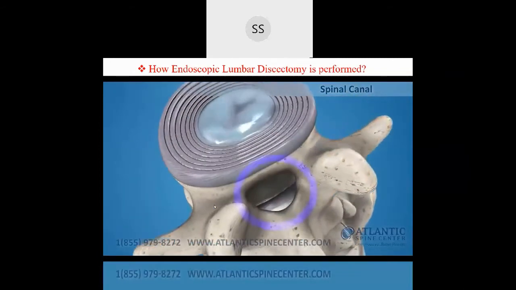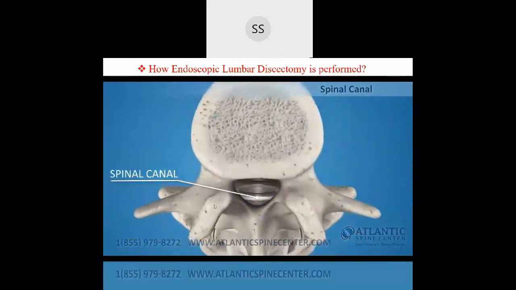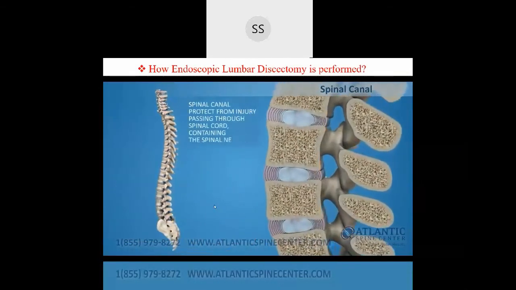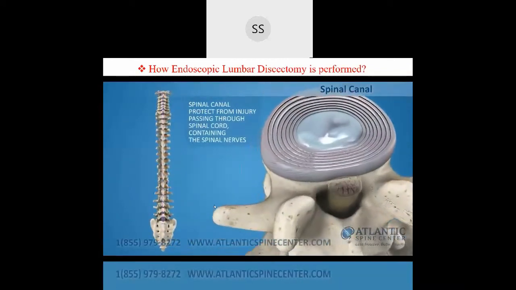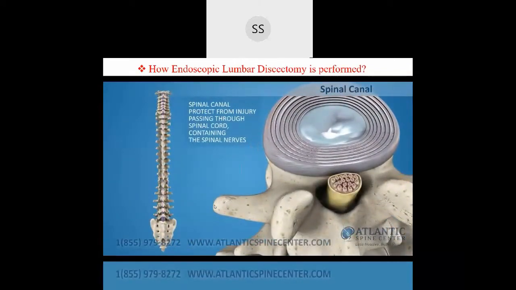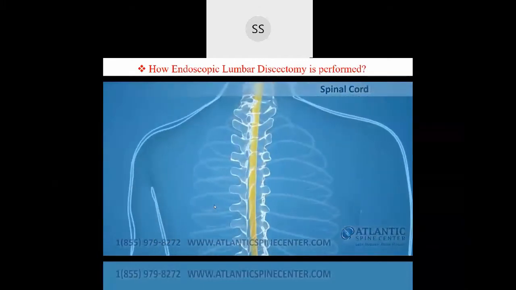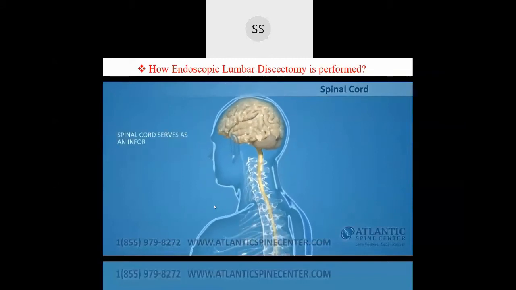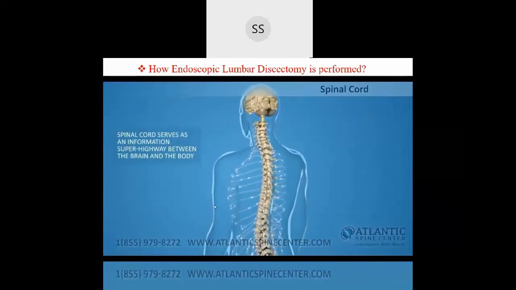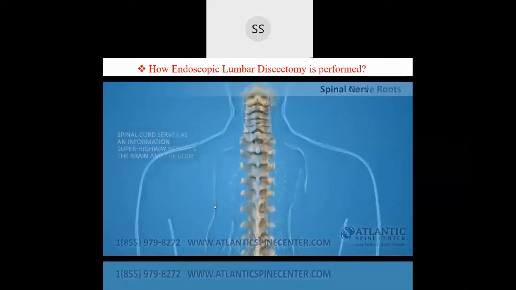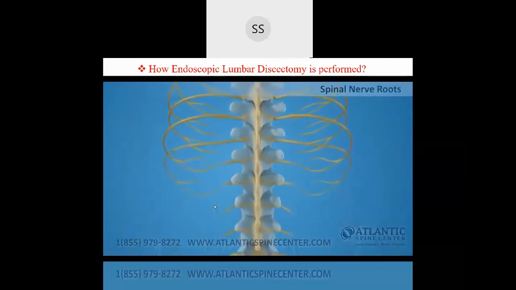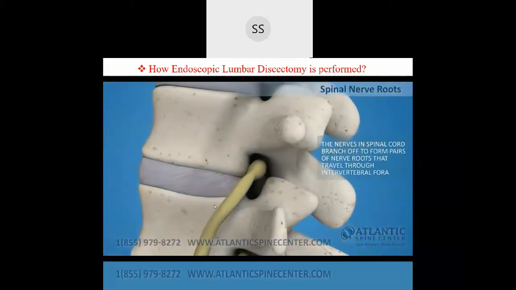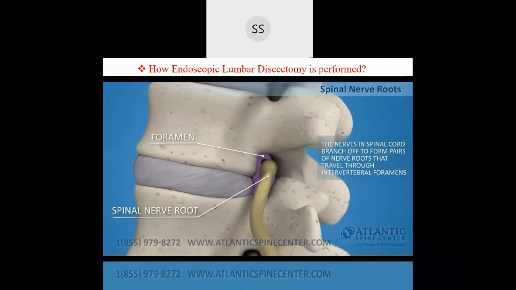Directly behind the discs, the ring-like vertebral bodies create a vertical tunnel called the spinal canal or neural canal. The spinal cord and spinal nerves pass through the spinal canal, which protects them from injury. The spinal cord is the major column of nerve tissue that is connected to the brain and serves as an information superhighway between the brain and the body. The nerves in your spinal cord branch off to form pairs of nerve roots that travel through the small openings between your vertebrae, the intervertebral foramens.